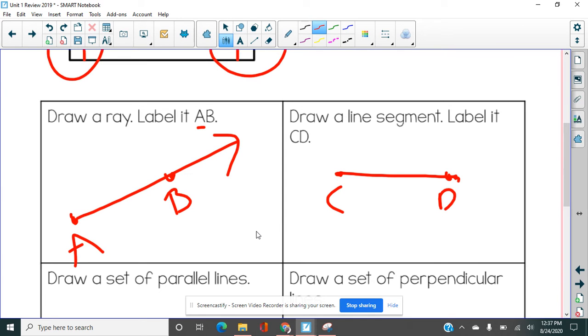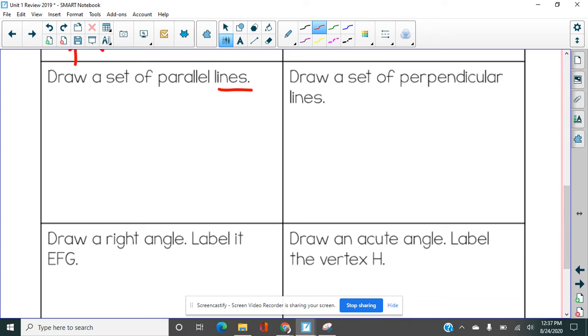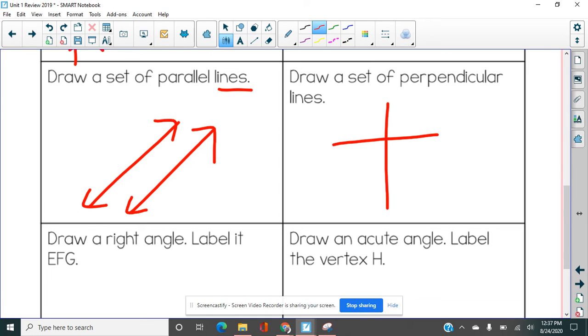Draw a set of parallel lines. Parallel lines. Ooh, lines keep going forever and ever. So I need to make sure that I have parallel lines with arrows on the end like that. Perpendicular, do you remember that one? Perpendicular means crosses at a right angle. That's supposed to be a right angle. Let's see if I can do a little bit better here. Yeah, just like that. So here we go. This one right here, they cross at a right angle.